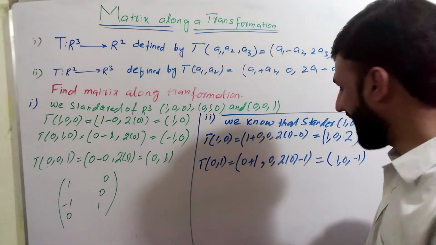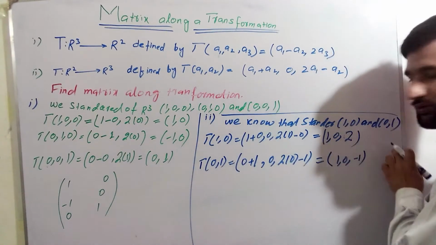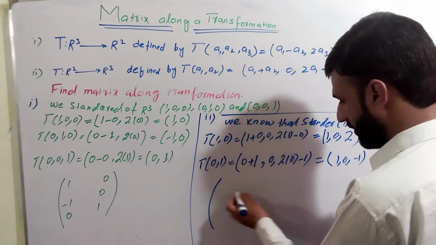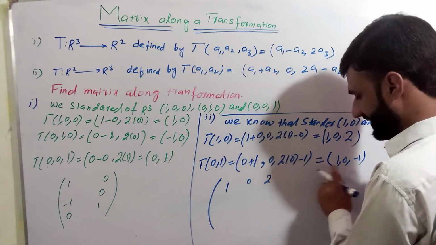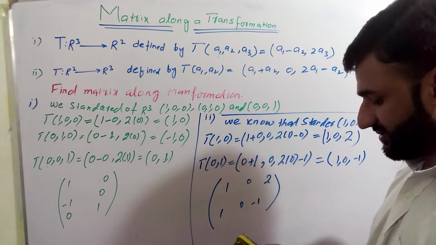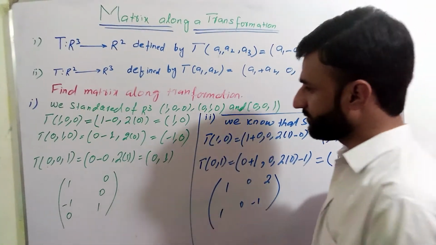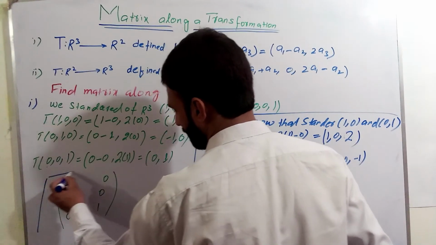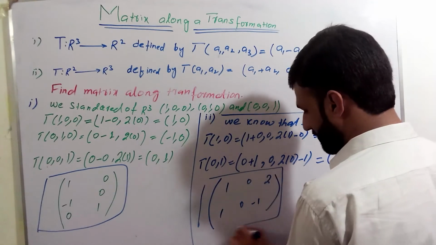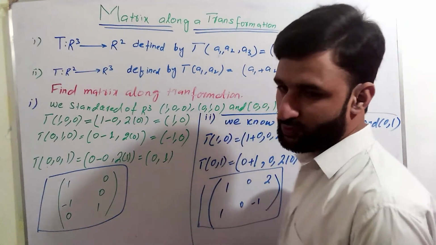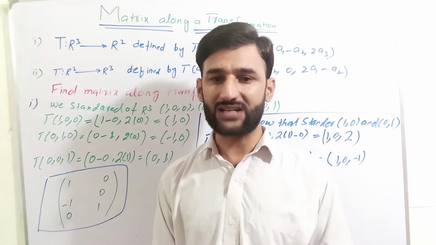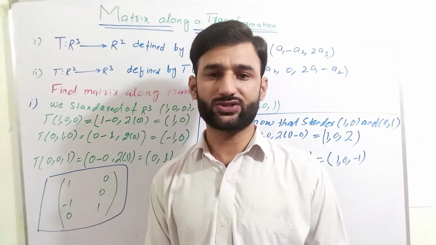So we have obtained the matrix this way. This is your first row and this is your second row. So we have obtained the matrix like this: 1 0 2, and here 1 0 negative of 1. So this is the basic procedure; you can obtain the matrix. If you notice, this is the matrix along the first transformation, and this is the matrix along the second transformation. And this is the basic procedural way you can find the matrix along any transformation.